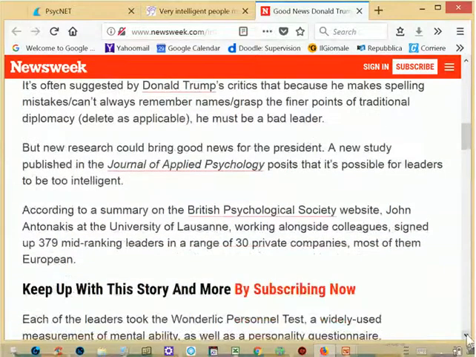And here Newsweek refers to the press release of the British Psychological Society. And they say, according to a summary on the British Psychological Society website, John Antonakis at the University of Lausanne, working alongside colleagues, signed up 379 mid-ranking leaders in a range of 30 private companies, most of them European. And then the article goes on explaining the meaning. It's also very interesting that Newsweek did not refer to the journal article directly, but to the summary presented by the British Psychological Society.